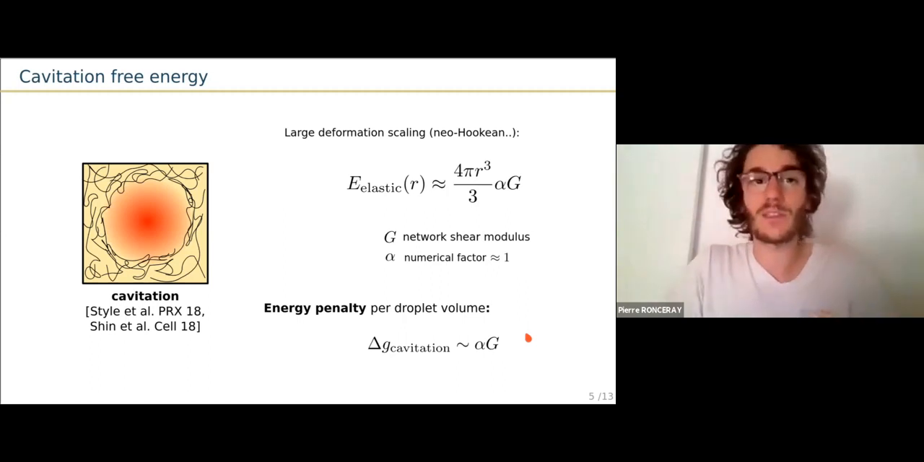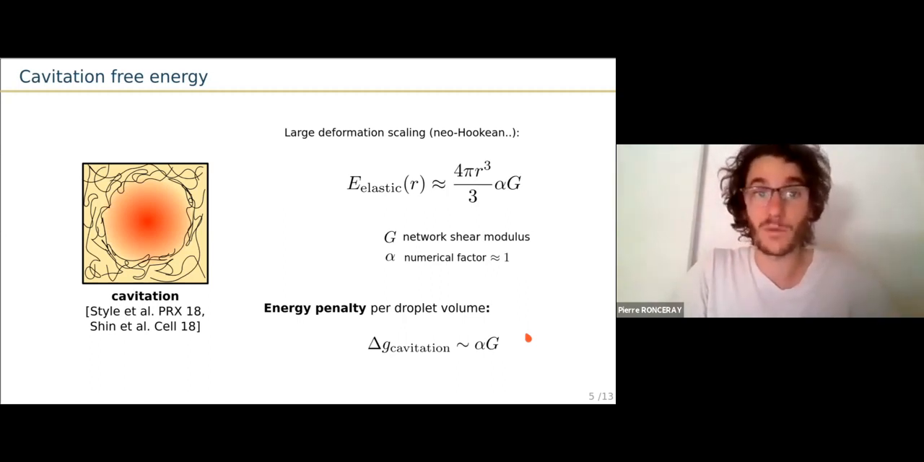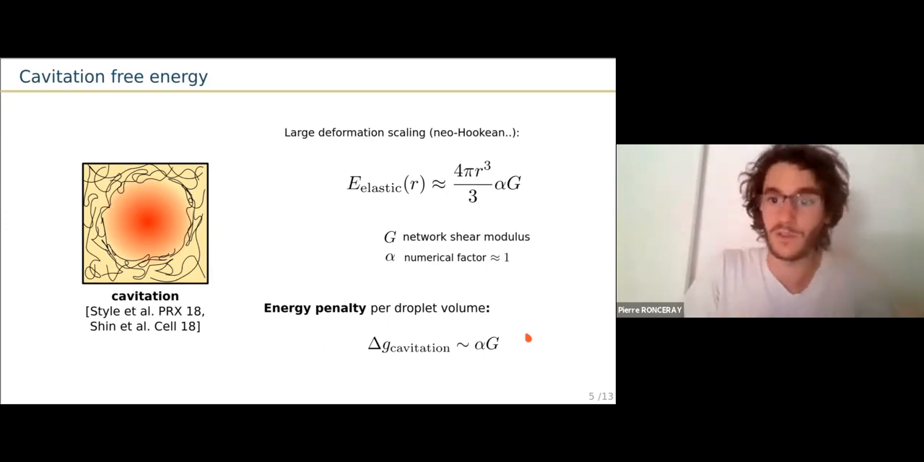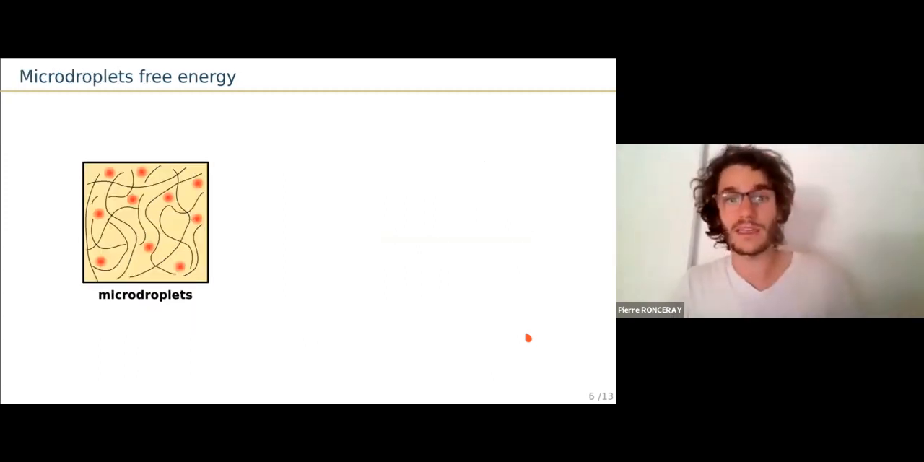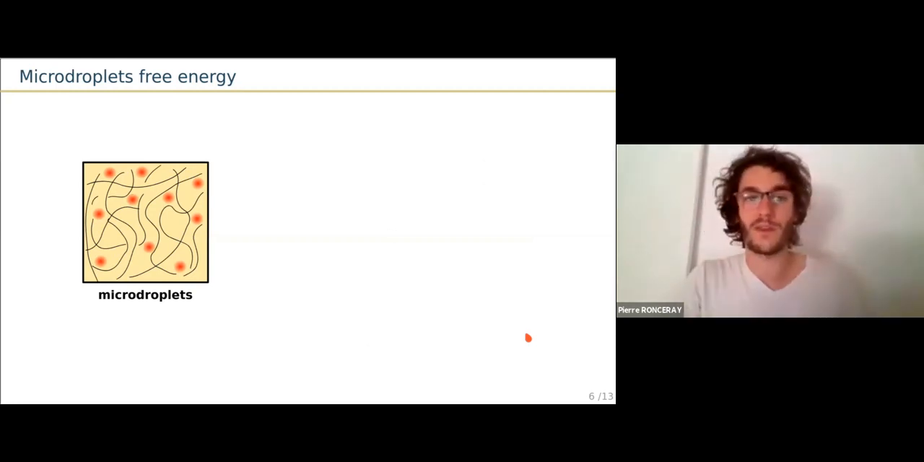So that's what happens for the cavitation free energy, and that actually reasonably explains the observed dependence of the phase separation temperature as a function of the stiffness of the material observed by the group of Eric Dufresne. Now let's move on to the next scenario: micro droplets forming in the interstices of the network.